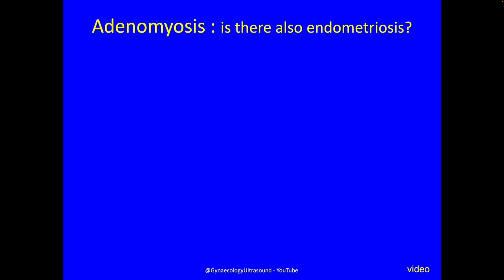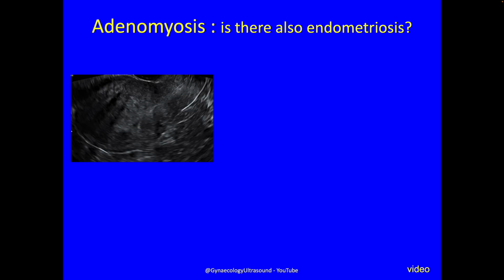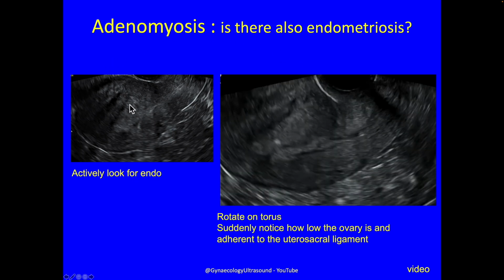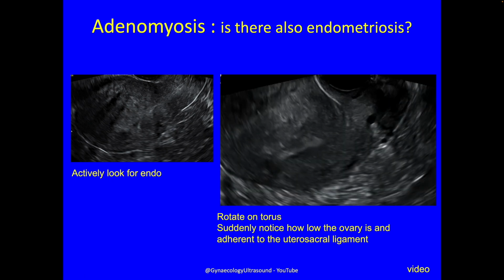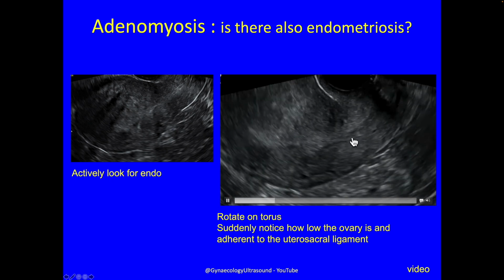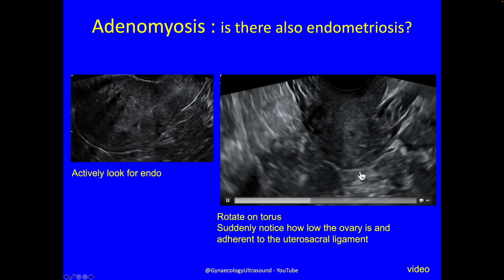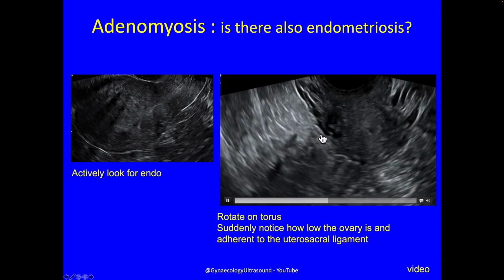What you must think is, if there's adenomyosis, is there also endometriosis? And in this case, we can see the adenomyosis here anteriorly, and I'm going to do a quick ultrasound video here, looking at the internal os. The torus is behind. Rotate on that point. This is torus, this is the right uterosacral ligament.